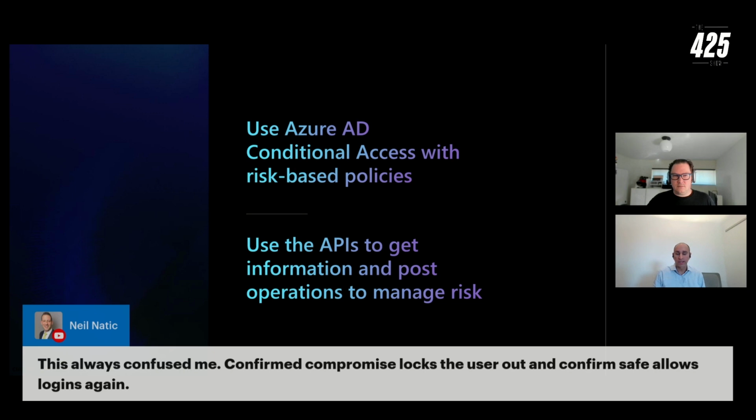Confirm safe would allow them back in again. So what you're saying is you can use those confirm compromise and confirm safe if you have a conditional access policy where the grant control is to block access. Other than that, those things are not going to lock anybody out or allow anybody in.